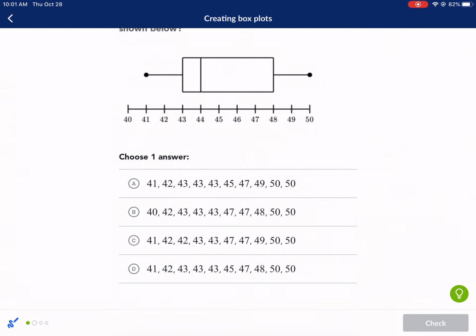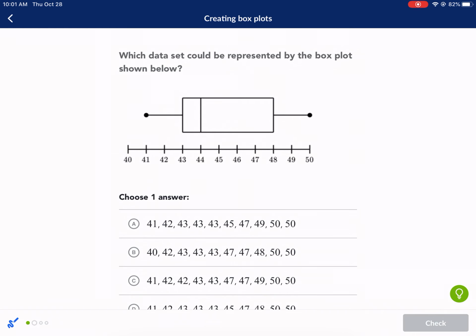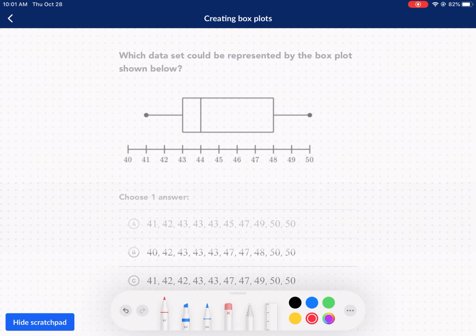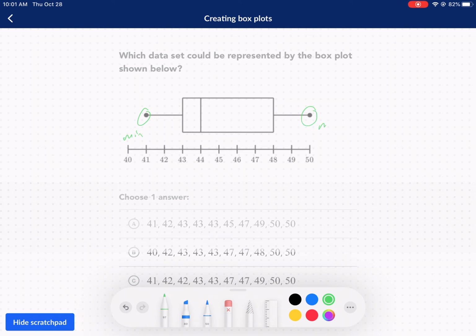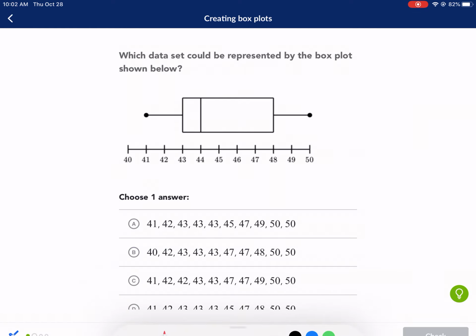All right, next question. Which data set could be represented by the box plot shown below? Again, we want to identify our key features here. We have a minimum of 41, maximum of 50. That's our first giveaway, and these are the easiest things to find. Then we have our median of 44. So let's start looking for those things, and then maybe we can get rid of some right from that.